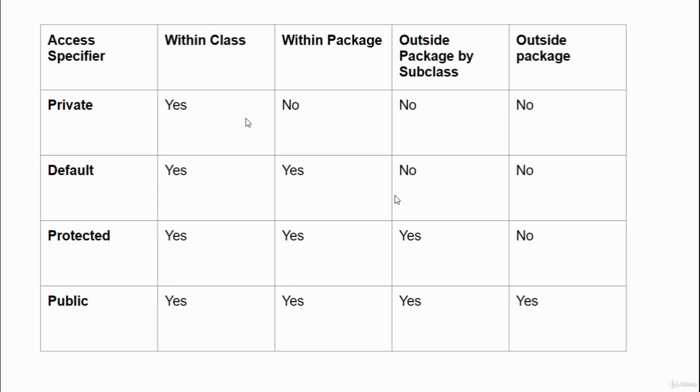Now you can see how you can read this chart. It is the access specifier and the scope within which it is available. I will take the private access specifier first. Within class it is accessible. Within package it is not accessible. Outside package by subclass it is not accessible. Outside package it is not accessible.